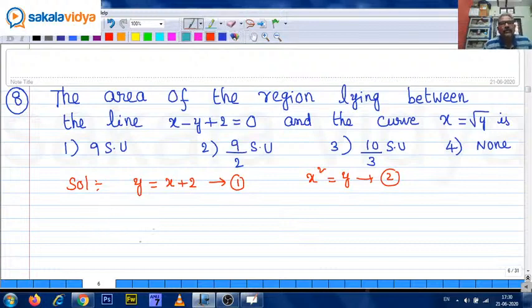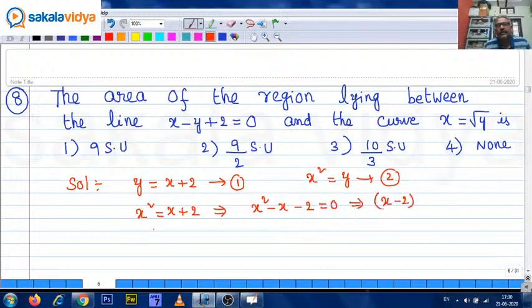You need to solve these two equations. x square equals x plus 2. Limits you need to find out. x square minus x minus 2 is equal to 0. Can I write like this? x minus 2 into x plus 1 is equal to 0.